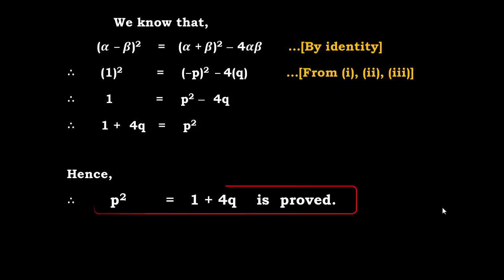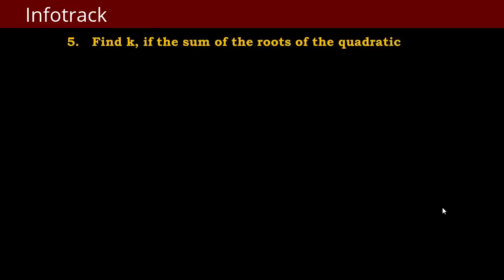So see, by using this identity, alpha minus beta the whole square is equal to alpha plus beta the whole square minus 4 alpha into beta, we can prove p square is equal to 1 plus 4q.